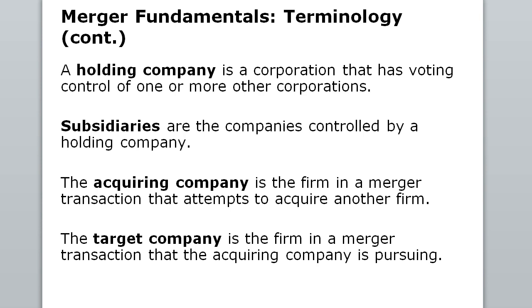Okay, a holding company. So this is a term used a lot, and this is basically a corporation that has voting control over one or more other corporations. So a holding company has the voting rights, and that holding company may hold 6 or 7 different companies together and control the voting rights of those companies, basically control the set of companies. Subsidiaries are companies that are controlled by a holding company. So if you look inside a holding company, you'll see several subsidiaries. The acquiring company is the firm in the merger transaction that attempts to acquire or take control of another firm. The target company is the firm in the merger transaction that's being acquired or being pursued.